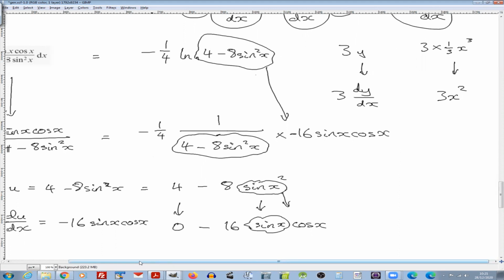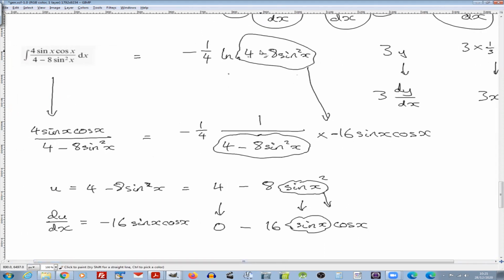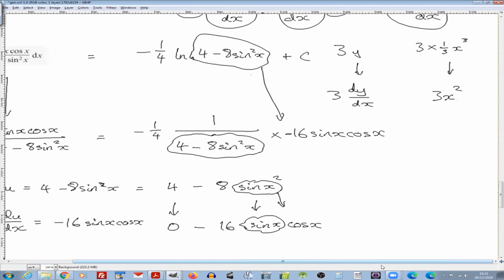So the integral of this fraction, which is what this says up here, is precisely that, plus c.